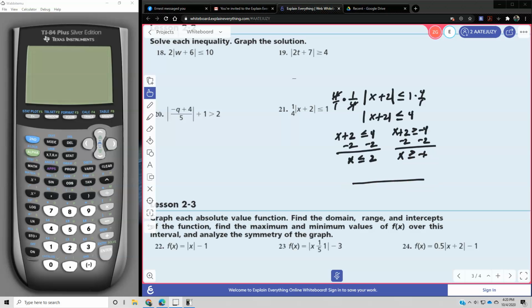So to graph the solution, you have negative 6, 0, 2, closed dot, and it's greater than or equal to negative 6, so it's going to go to the right. Less than or equal to 2 goes to the left, so the solution is right here. Okay.